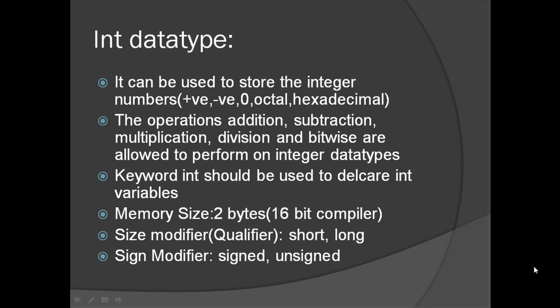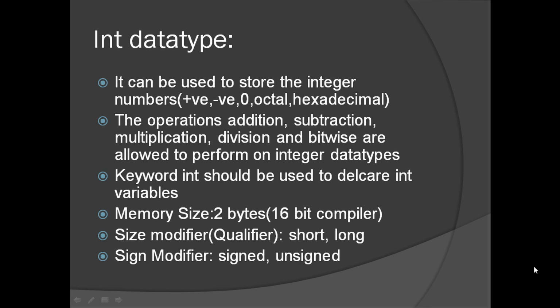Okay. Keyword int. There is some concept called keyword which we'll discuss in upcoming lectures. So we have to use the int keyword to declare integer variables. These keywords are generally in smaller case letters. So int should be written in smaller case. The memory size occupied by the integer data type is compiler dependent. So what do you mean by compiler dependent?